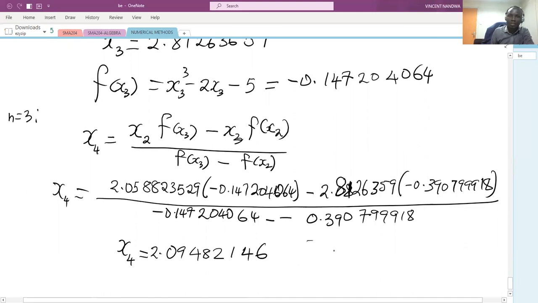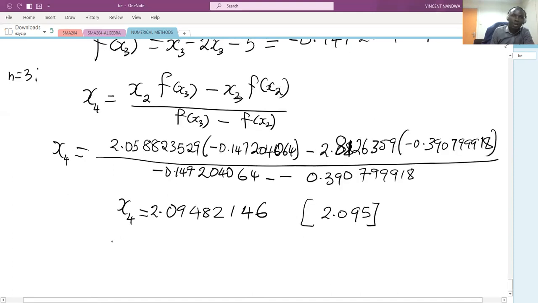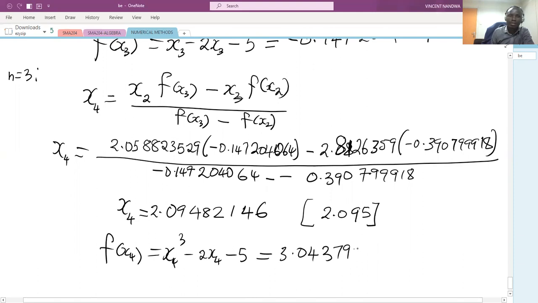So this one to four significant figures is 2.095. The previous one is 2.813. So these still are not the same. This and this are different. So we'll be forced to find x5. So f of x4 will be given by x4 cubed minus 2x4 minus 5. Putting this value into this expression, you get f of x4 will be given by 3.04379094 times 10 raised to the power minus 3.